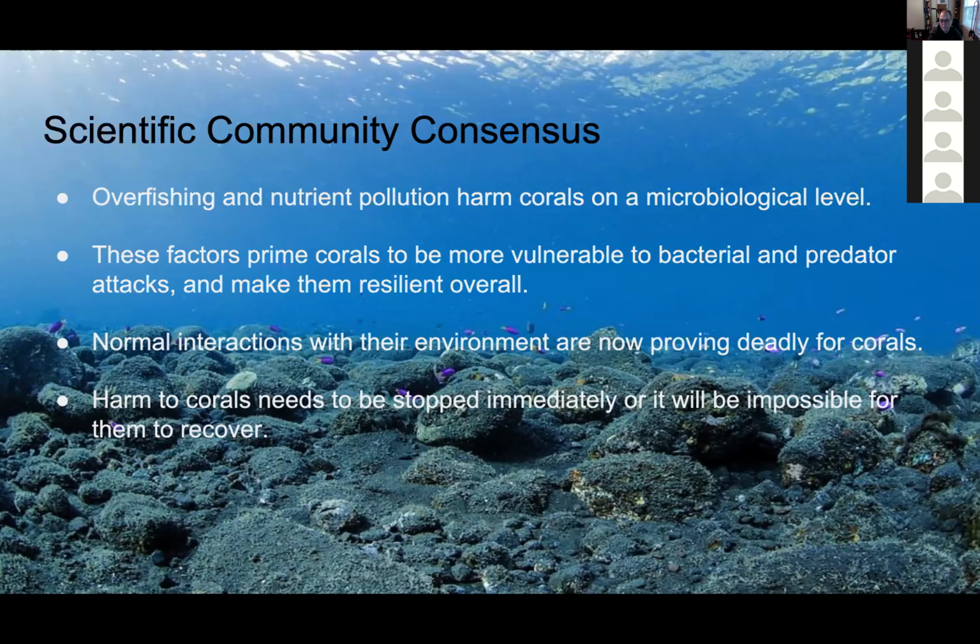In addition to overfishing, nutrient pollution is being shown to harm corals on a microbiological level. They are kind of being poisoned by these plastic micropellets and extreme nitrogen overload, so that when these tiny changes in temperature and pH come, they're already weakened, kind of like your immune system is weakened.